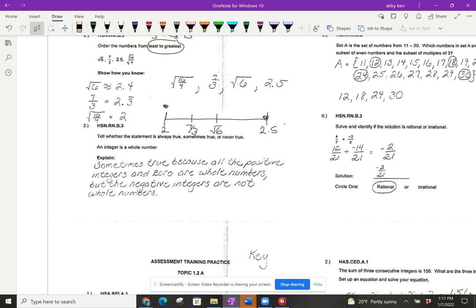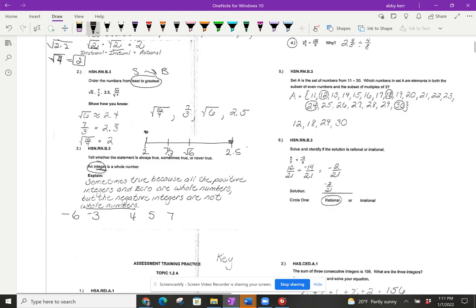For number 3, just a true, sometimes true, and never true. Just a good question to get you thinking. An integer is a whole number. Sometimes this is true because all positive integers and zeros are whole numbers, like 4, 5, 7. But integers are also negative numbers, like -6, -3, so on and so forth. So since the negatives are included, those are not whole numbers. So that's why it's sometimes true.